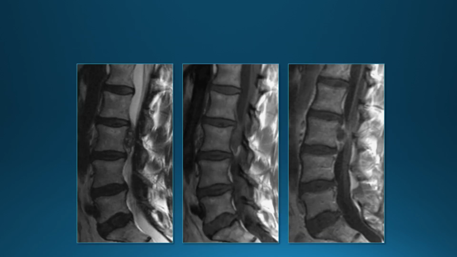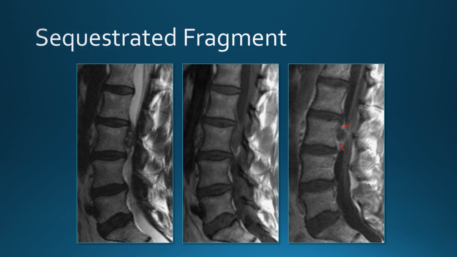And here's just an example of a disc herniation with a fragment that's inferiorly migrated, and you can see on the post-contrast image enhancement all around this fragment because it's lost continuity with the parent disc, and we see enhancement all around it. So a sequestrated fragment.